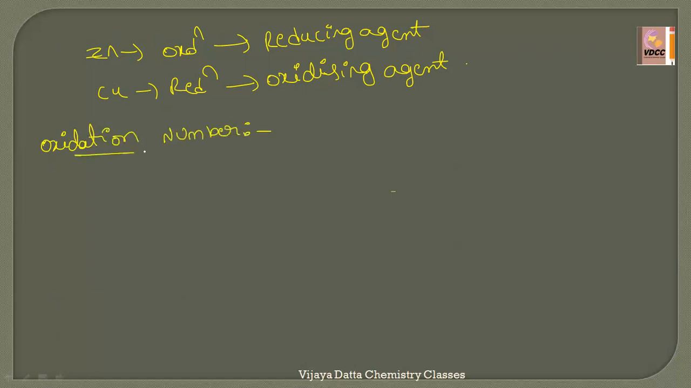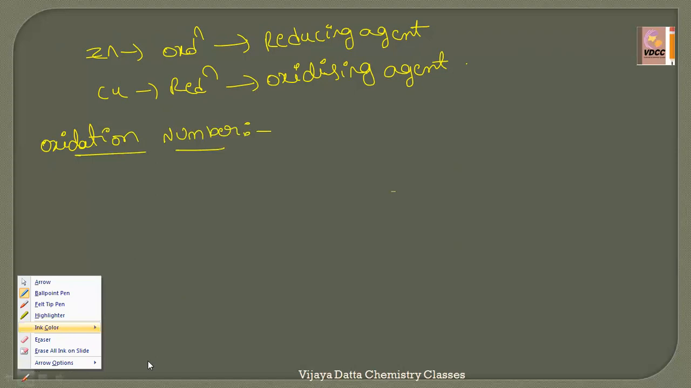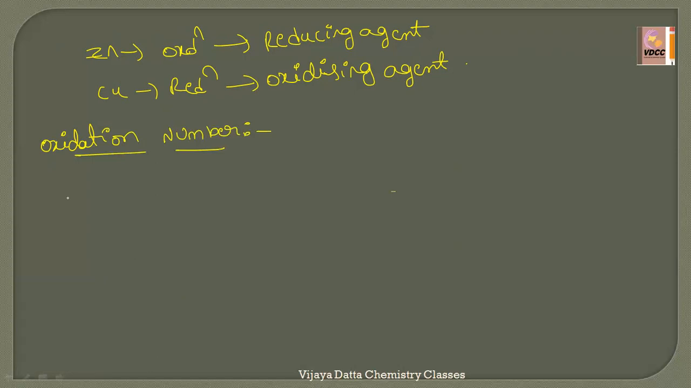The definition for oxidation number is: the charge of an atom in a molecule is called the oxidation number. That is, which charge? The assumed charge of an atom in a molecule is called the oxidation number.